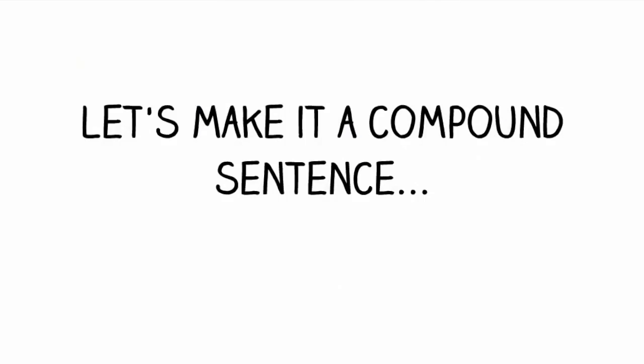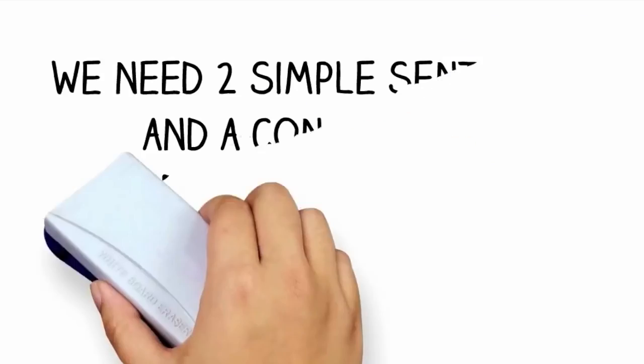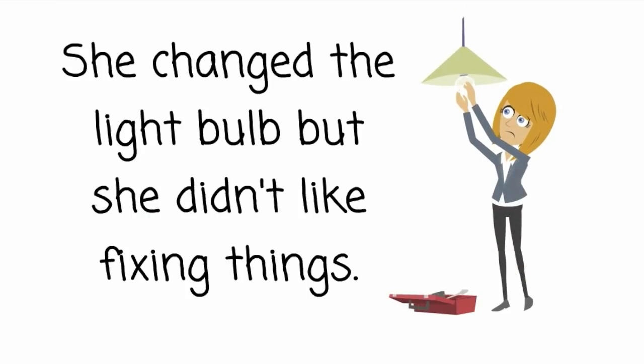What we're going to look at now is how you make it a compound sentence. So a little bit more challenging, but again, not too tricky. You just have to remember that with a compound sentence, what you're doing is getting 2 simple sentences and then joining them together with a conjunction. And when we say conjunction, we mean words like and, so, but, if, when. I'm sure there are plenty of other conjunctions that you can think of, but those are just a few examples for you.